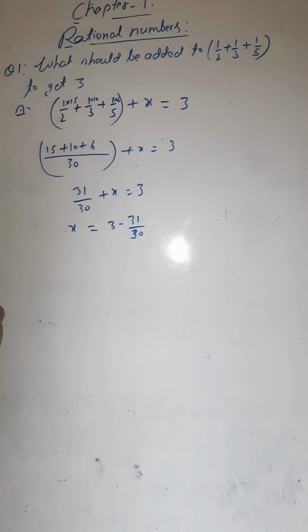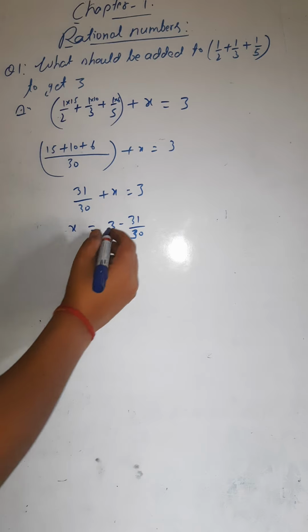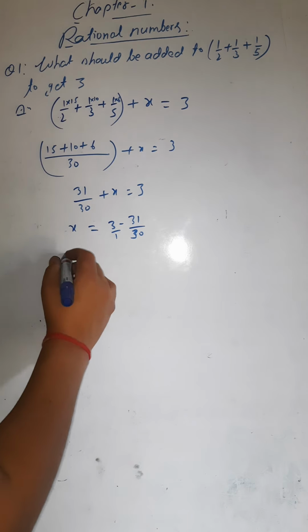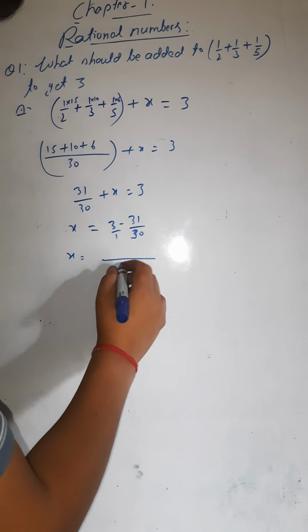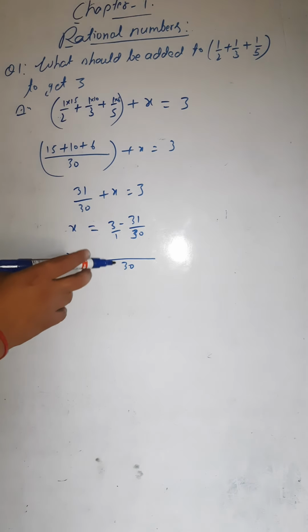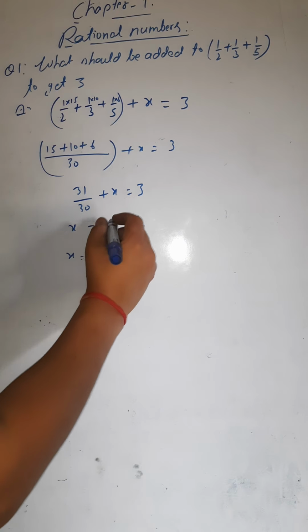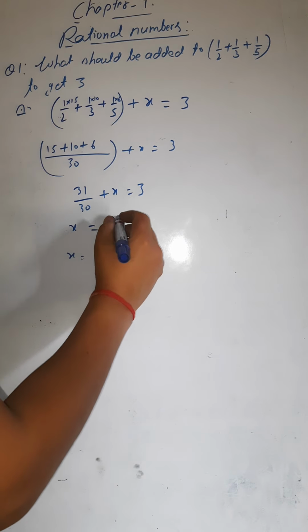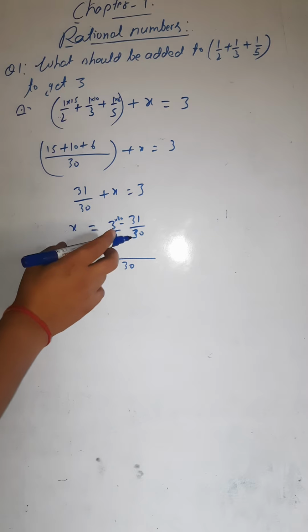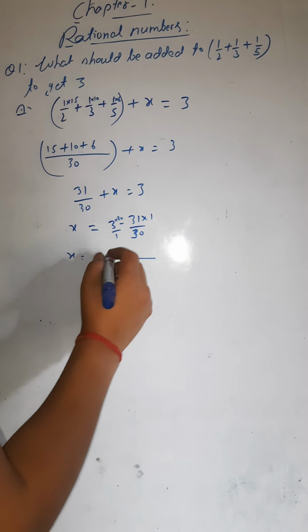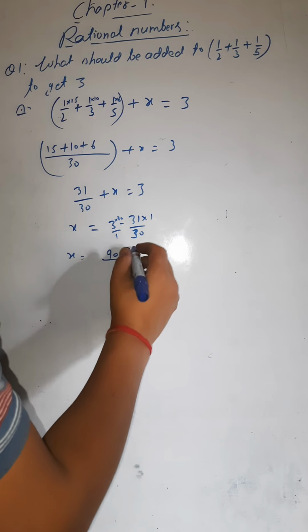Okay, now take the LCM. How will you take the LCM? I can write 3 as 3/1. Now LCM of 1 and 30 would be 30. Now what would I do? I would divide this 30 by each denominator. First by 1, it is 30, so multiply here by 30. Then I divide 30 by 30, so I would multiply here by 1. So x would be equal to 90 minus 31 over 30.